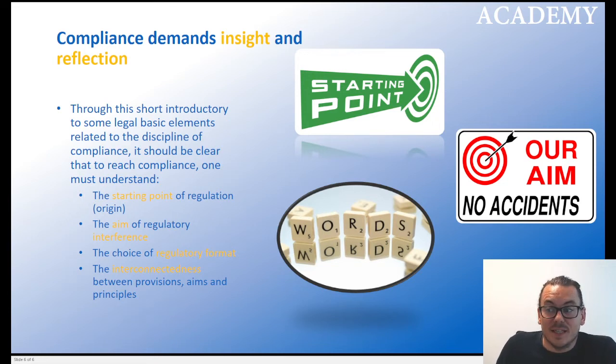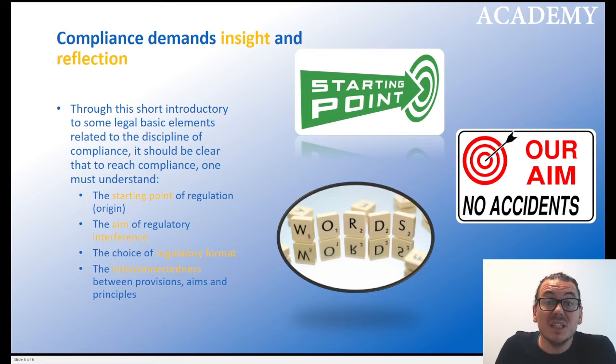That is also the second. So the aim, the start point, where does this come from? Second, the aim and the regulatory interference. Why are they doing this? Why do they want to regulate this area?